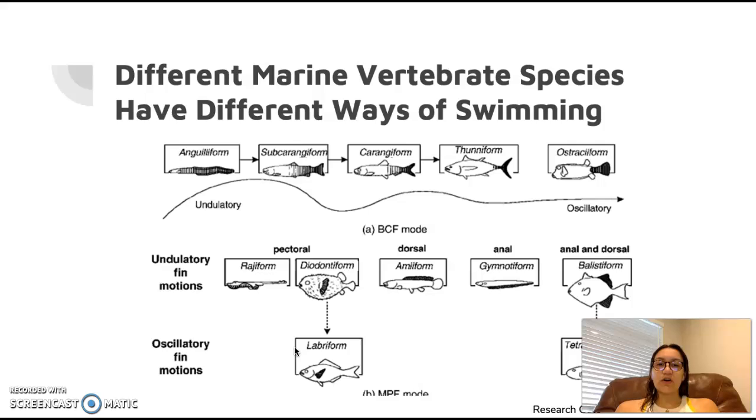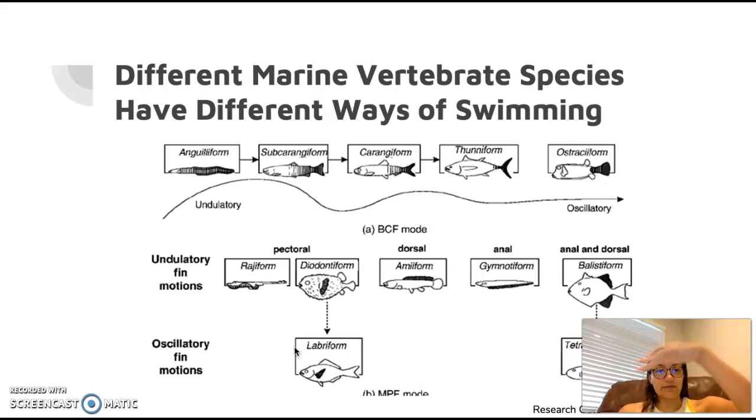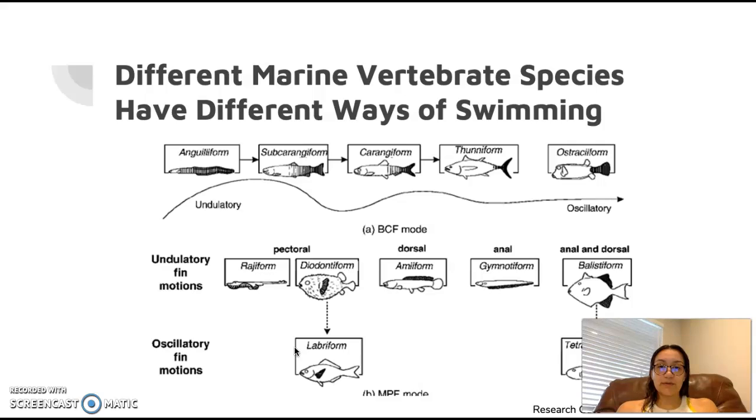Eels have very long, slender bodies, just like it says on the very left picture. And then an example of a subcarangiform is a trout. Trouts have really pretty stiff bodies, which means that most of the work is being done by their tails. Next is a carangiform fish, who are also stiff but pretty fast. Their tails are what do most of the work.